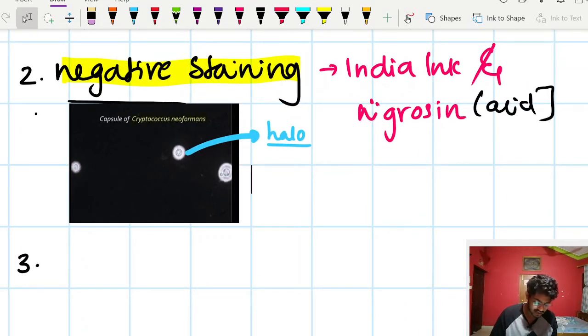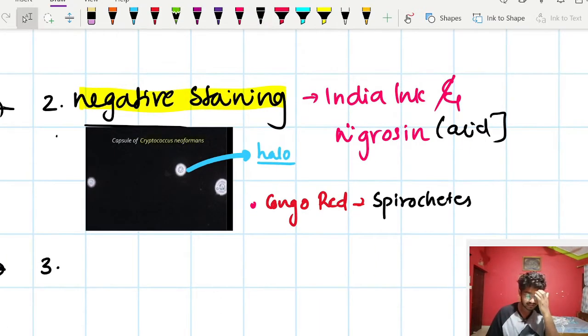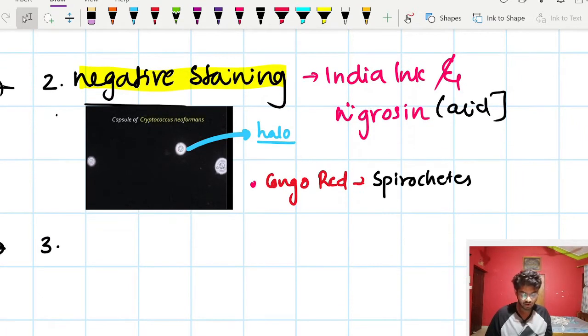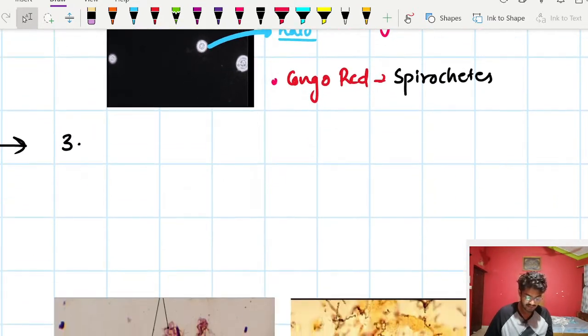Negative staining techniques are also used in spirochete demonstration. Congo red is another negative stain used to demonstrate spirochetes. So these are the examples for negative staining: India ink and nigrosin, and Congo red. India ink and nigrosin are generally used for capsules, and Congo red is used to demonstrate spirochetes. Then our third method is the impregnation method.